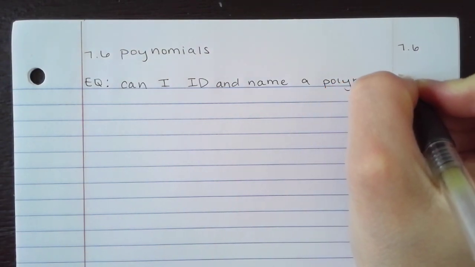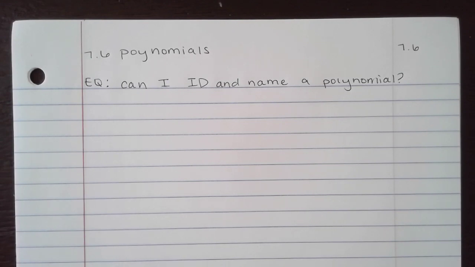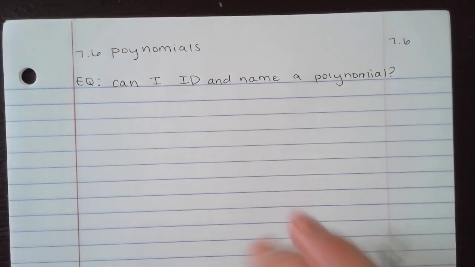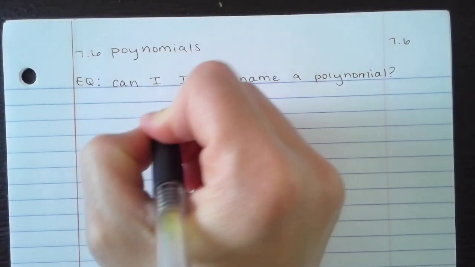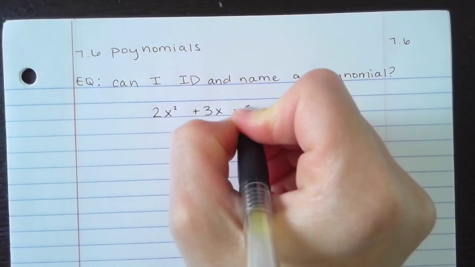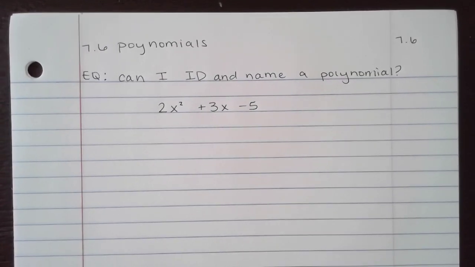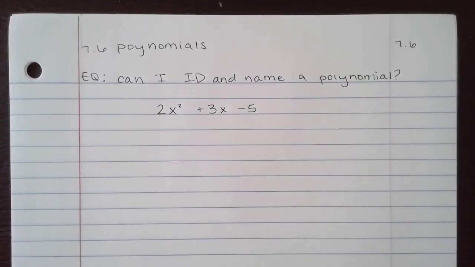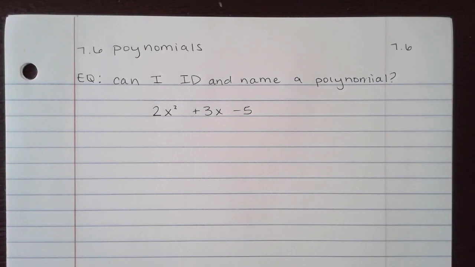So firstly, we need to figure out what are these different types of polynomials and how do I name them? So here we go. How about this example? 2x squared plus 3x minus 5. How many terms is that? And that's something from 6th grade. We need to really talk about what is a term.